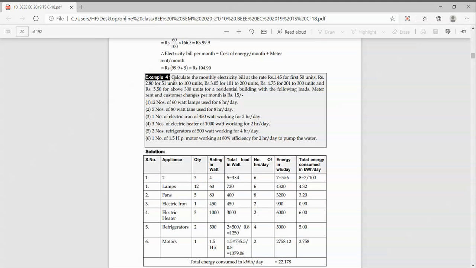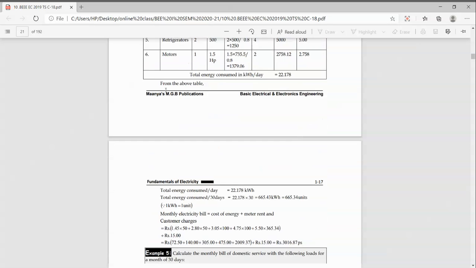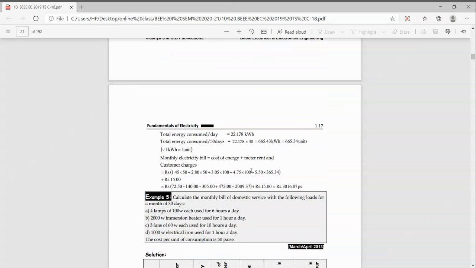Okay. So for the first 50 is this, and the next 51 to 100, that is the next 50, is this, and 101 to 200. That means after 100 units, the next 100 units is this, and the next 100 units is this. The value is 4.75, and after completion of 300, the units that is 300 above are 5.50. So here we have completed calculating till 300 units.